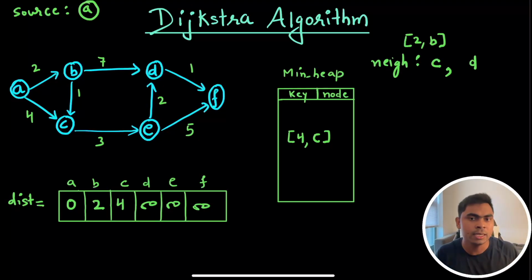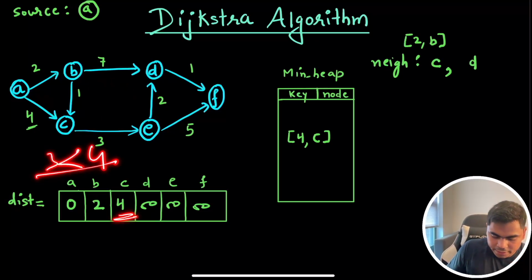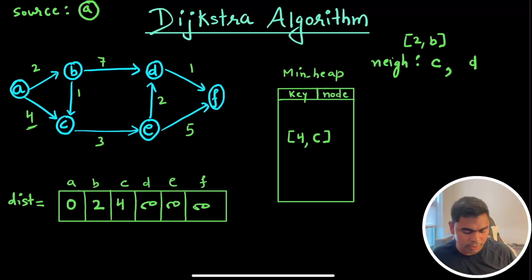So relaxation means the direct distance from A to C is 4. But there is an indirect distance from A through B to C, which has the cost: there is already cost 2 to reach B, and then one more distance. So 2 plus 1, that is 3, and this 3 is less than 4. So I will update the distance here from A to C, this 4, with 3.